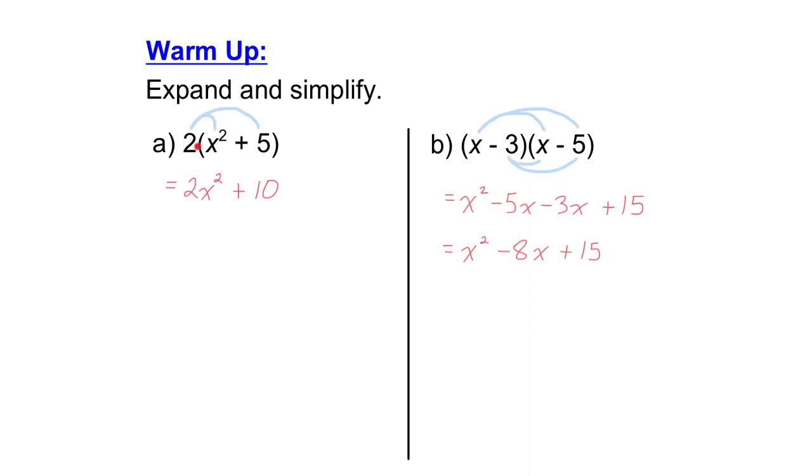Remember, if you have a number in front of the brackets, it means each term in the brackets is multiplied by that number in front. So 2 times x squared and 2 times 5. This is the simplified expression.